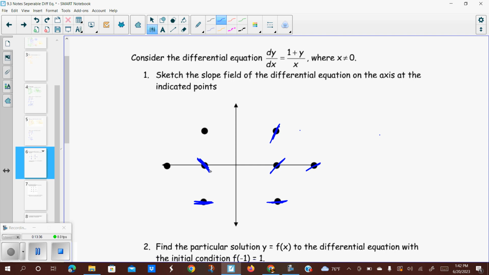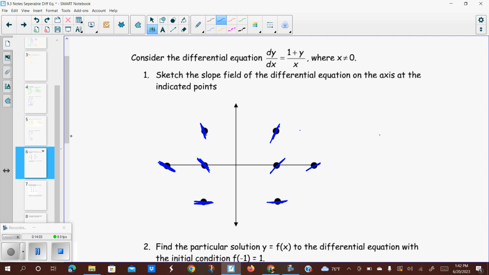And then at -2, 0, that's going to be a -1/2, so that's going to be less steep. Why is that not working? There we go. Less steep. And then at -1, 1, that's going to be a -2 slope, more steep in the negative direction. And you can kind of see how they're all relative to each other. All right, and there's your slope field.